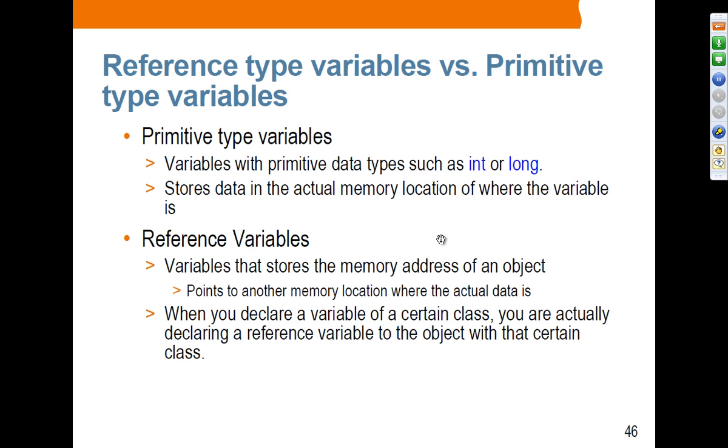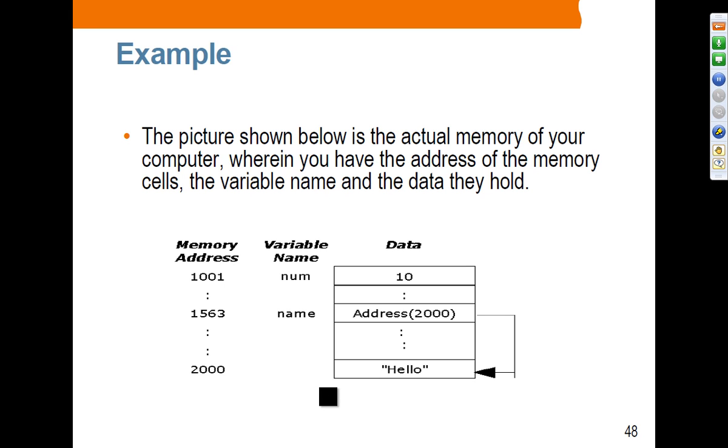So when you declare a variable of a certain class, so class means object type, you are actually declaring a reference variable to an object of that certain class. Okay, so again, if you don't understand class and object for now, don't worry about it. Okay, yeah. So this is an example.